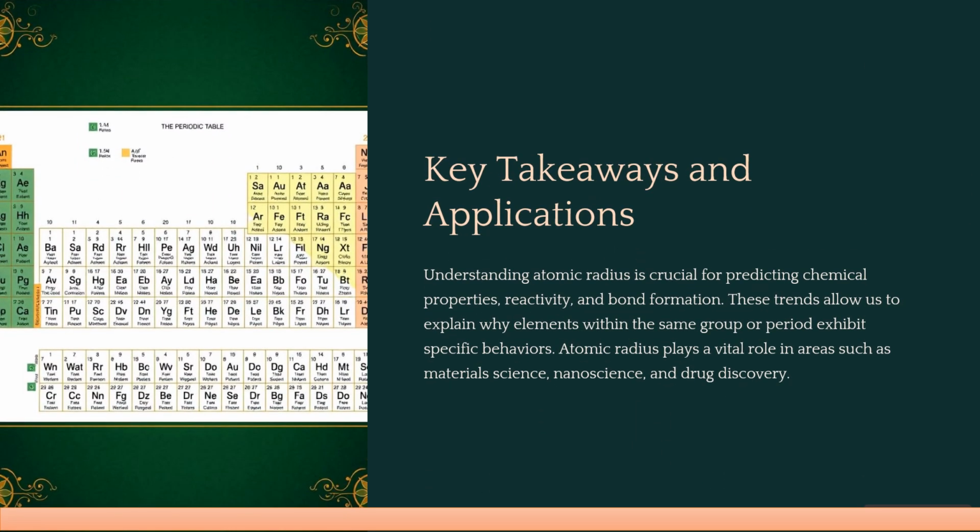Understanding atomic radius is crucial for predicting how elements behave. For example, smaller atoms like fluorine have stronger electron-nucleus attraction, making them highly reactive, while larger atoms like cesium are more likely to lose electrons. This knowledge plays a vital role in fields like nanotechnology, materials science, and drug discovery, helping scientists design new molecules and materials with desired properties.